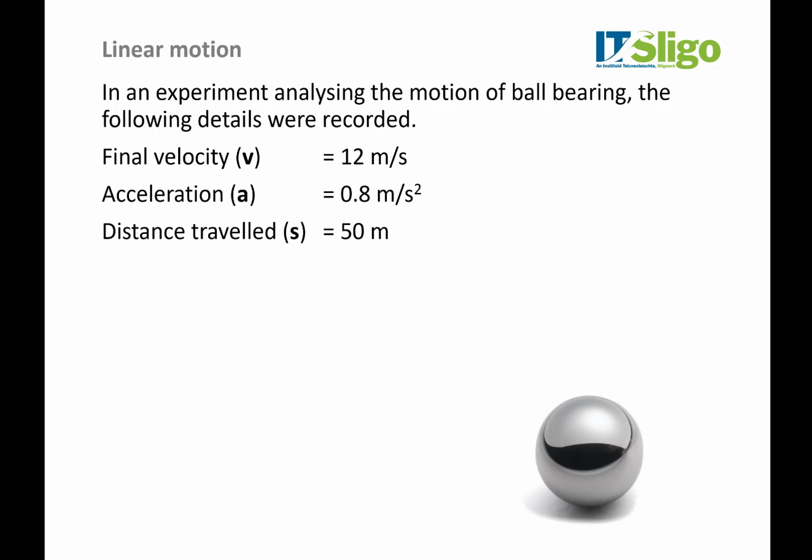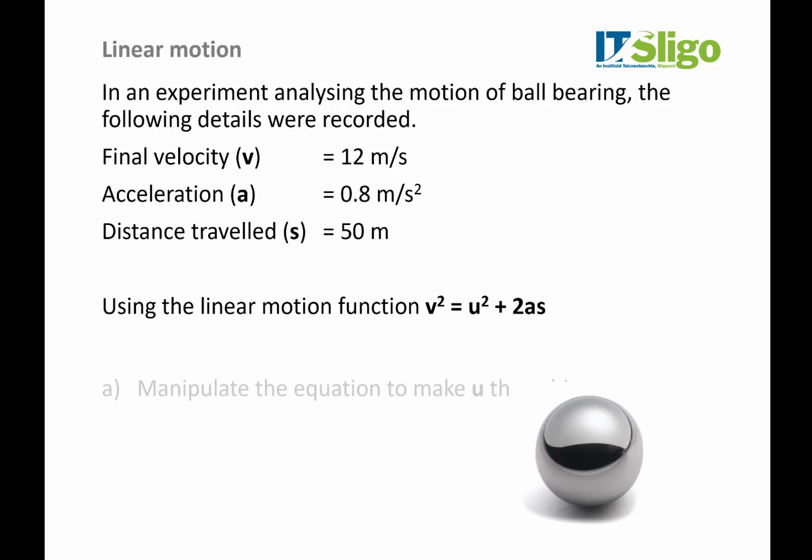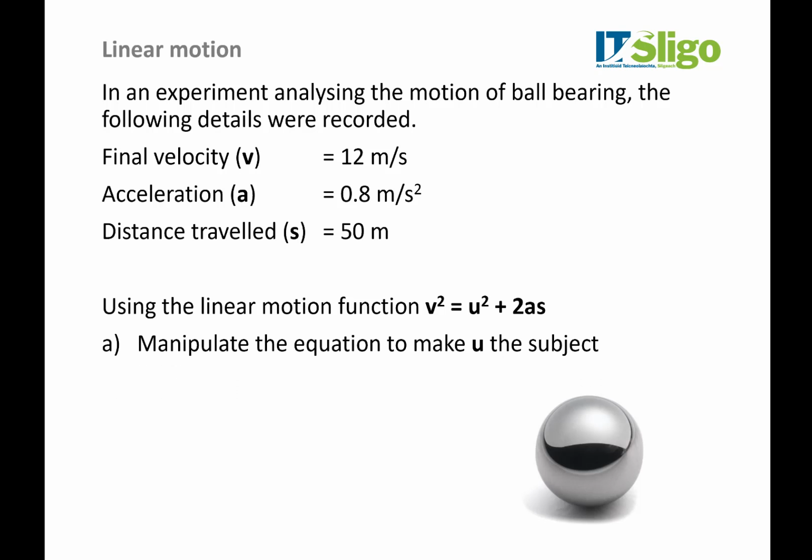So here's an experiment. The following details were recorded. And using one of Newton's linear motion functions, first of all, we want to manipulate the equation to make u the subject. If we take a look at what we know, guys, we know all the other variables except u. We don't know u. That's why we want to get him on his own.